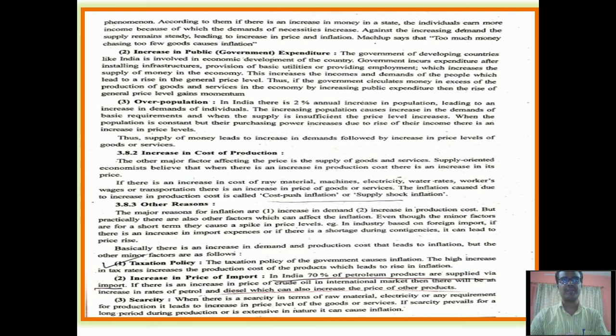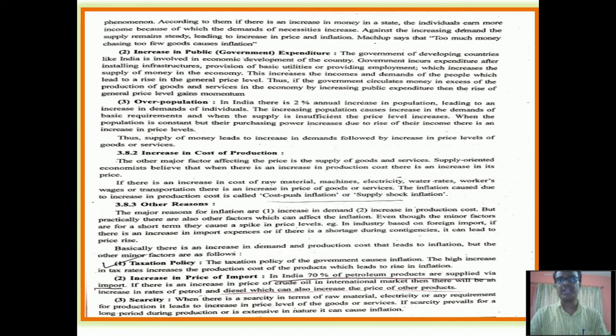That means supply is very steady, and if the supply is steady, traders want to rate their commodities high, so it will be inflation. Next is increase in public government expenditure. The government of developing countries like India is involved in the economic development of the country. The government wants to get maximum employment generation, so they make many expenditures for industries and for the betterment of infrastructure. So the government circulates money in excess of the production of goods and services.